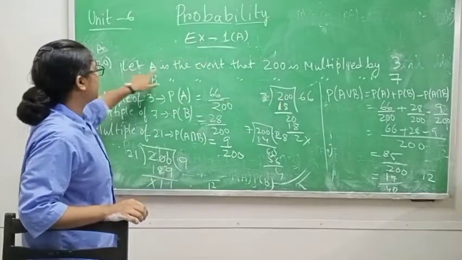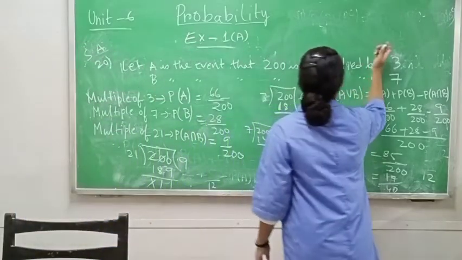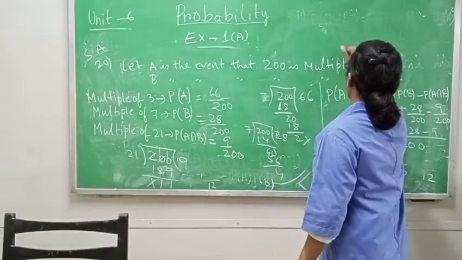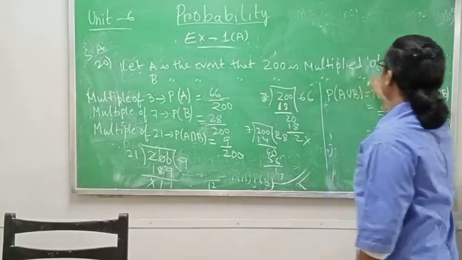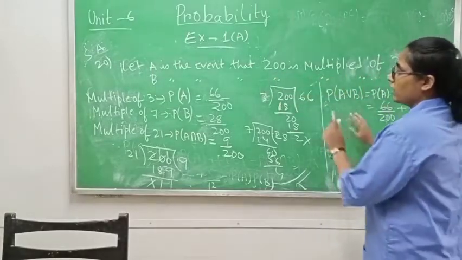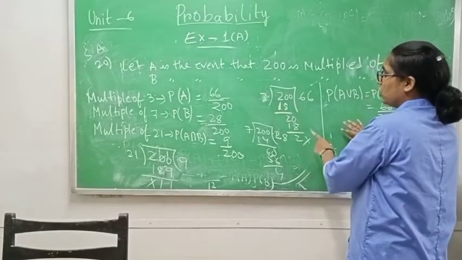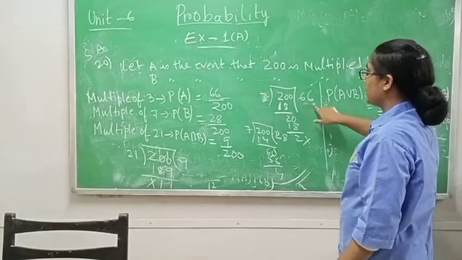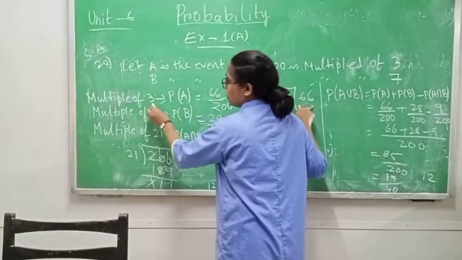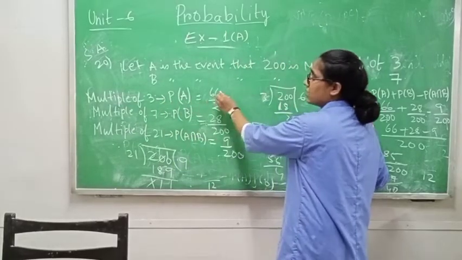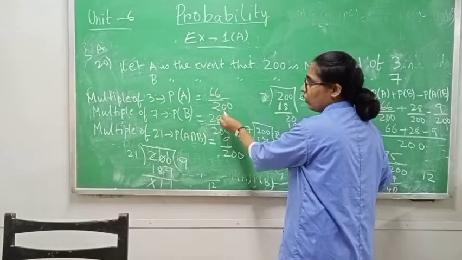So that is why it is written: let A be the event that the number is a multiple of 3 and B be the event that the number is a multiple of 7. First of all I am dividing. You can do it fair as well as rough, but you have to show this. So you are getting 66 as a quotient. So what will you write? Probability of A equals 66 by the total numbers, 200. So 66 by 200.